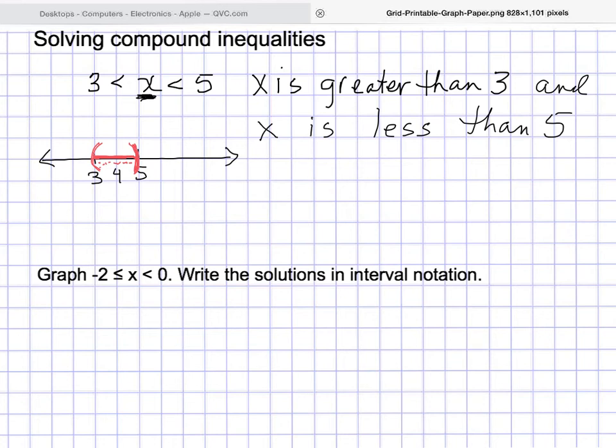Okay, now let's graph this one. Graph x is greater than or equal to -2, and x is less than 0. And write it in interval notation. x is greater than or equal to -2, and x is less than 0. Let's graph it.